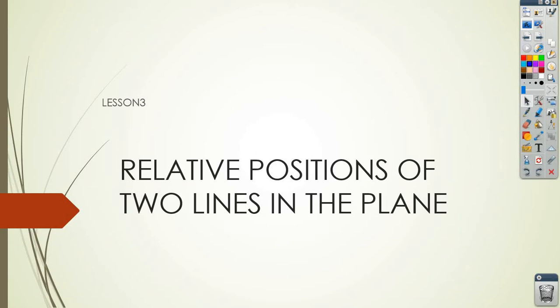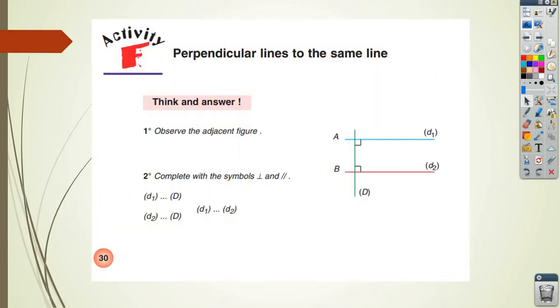In activity F, we are talking about perpendicular lines to the same line. So, how are perpendicular lines to the same line? Think and answer. Observe the adjacent figure. Here I have this figure and I have questions below. Complete with the symbols perpendicular and parallel.